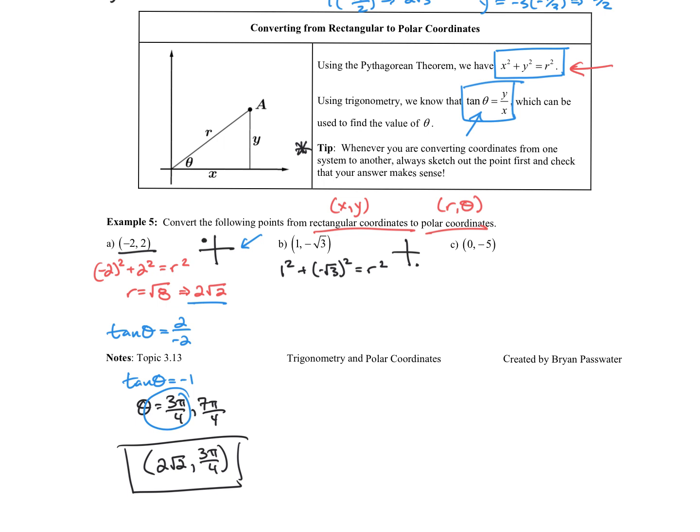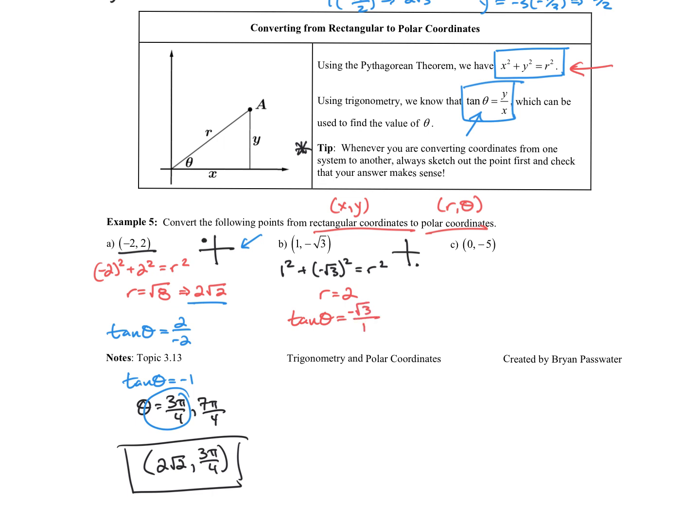All right, and so now I'd have 1 squared plus negative square root 3 squared, so what was that going to be? 1 plus 3. So 1 plus 3 is what? 4, and then what do I do to it? Square root it, so r is equal to 2. Awesome. And so now I need to use my tangent theta. So tangent theta is equal to what? What is my y? Negative square root 3 over 1.